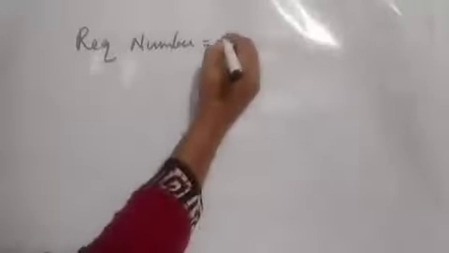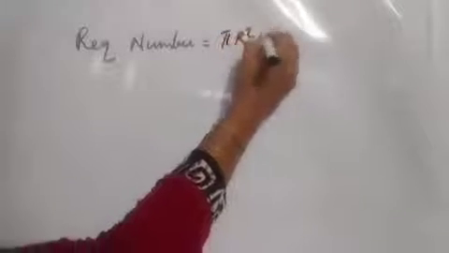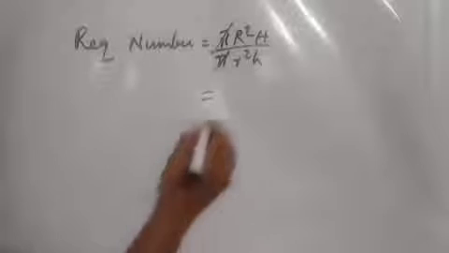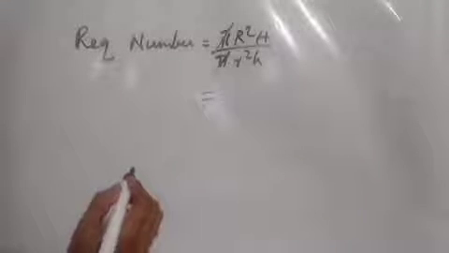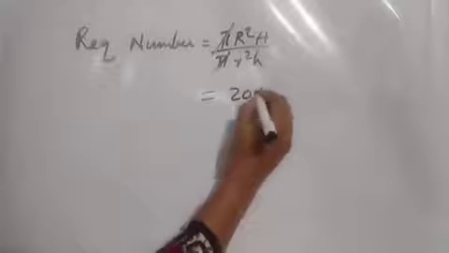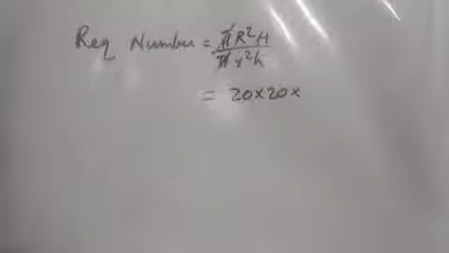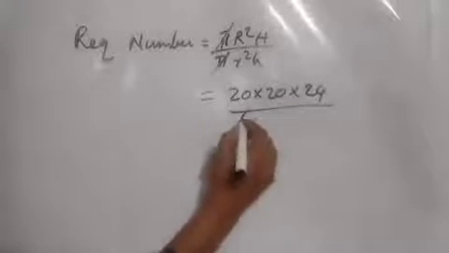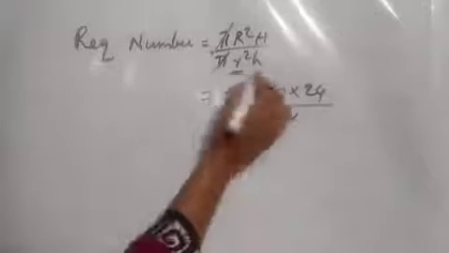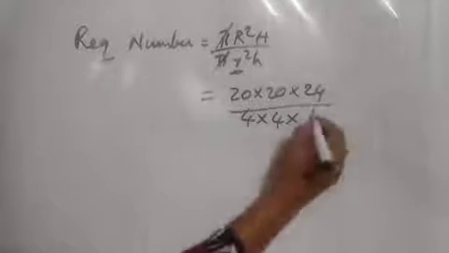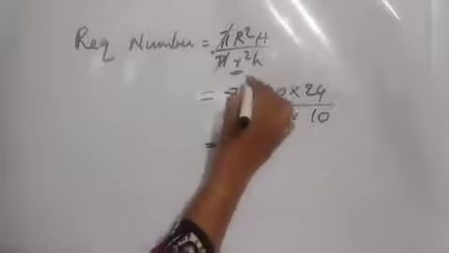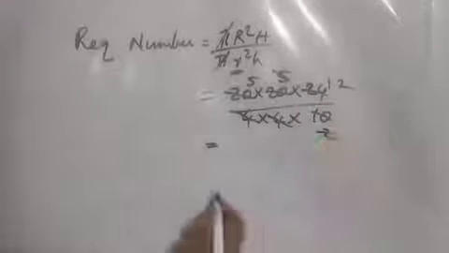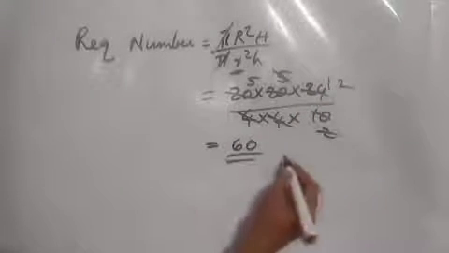The required number is equal to the volume of the large cylinder, that is pi r square h, divided by the volume of the small cylinder. So we can cancel out pi from numerator and denominator. The radius of the large cylinder is 20, so 20 square, that is 20 into 20, and height is 24, divided by the small r, which is 4 centimeter, so 4 square means 4 into 4, and h, the height of the smaller cylinder, is 10. Okay, 5 fours are 20 and 5 twos are 10, 12, so 12 into 6, 60 cylinders.